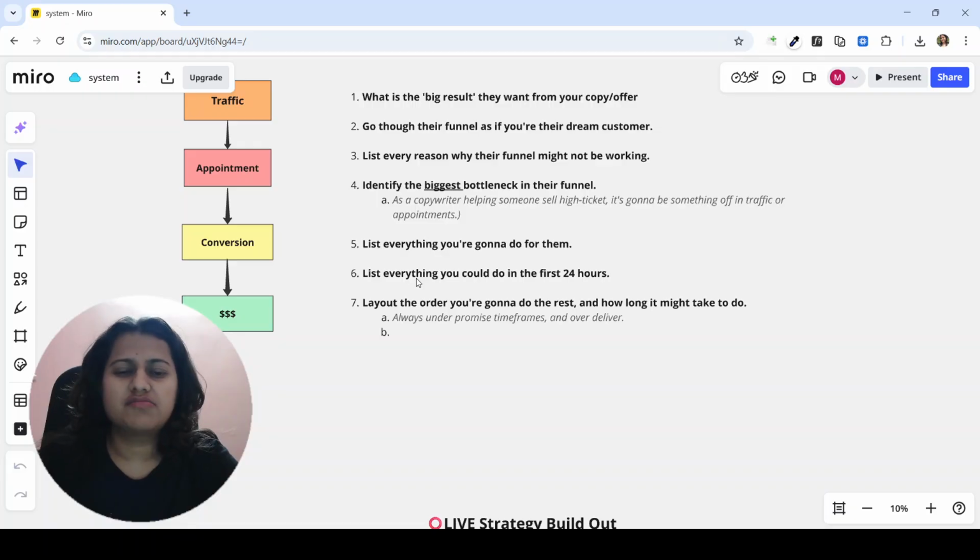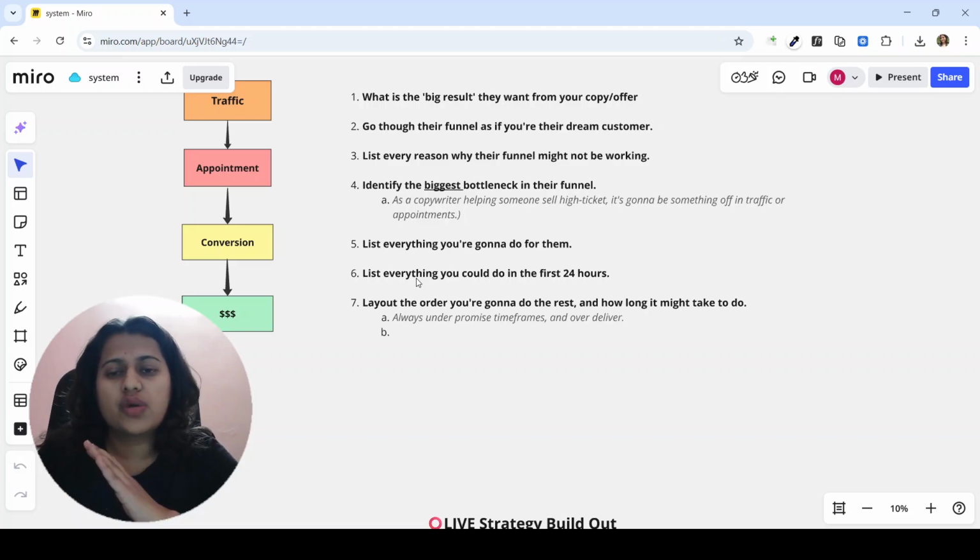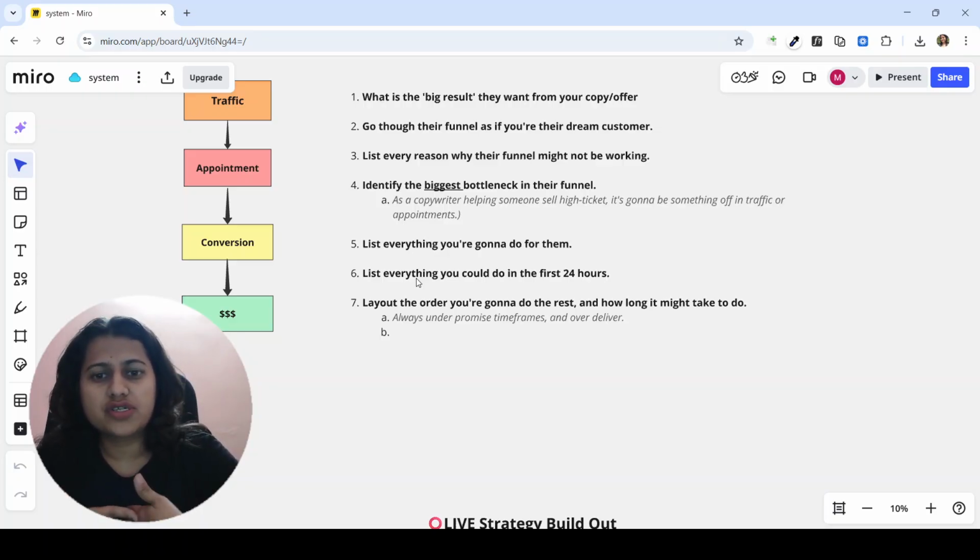And then we have to list everything that we're going to do for them, and drop it all out in the first 24 hours. Those are the most crucial hours. Lay them out in order, telling them how long it's going to take. And we should always be under-promising and over-delivering, because this is how our client can have more trust in us.